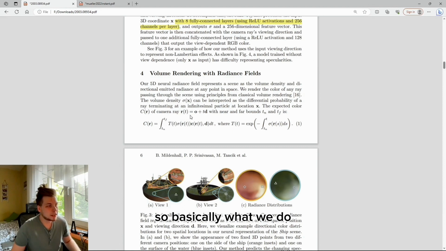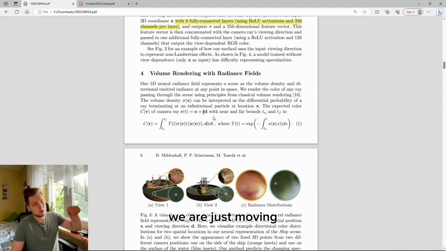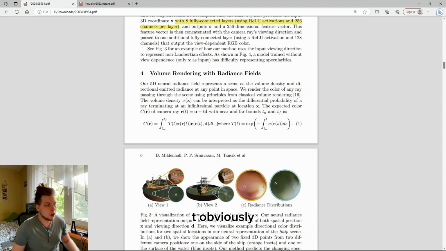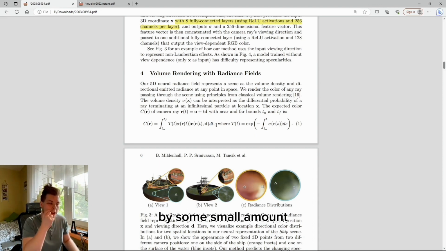So basically, we have this origin point, where our camera is casting the rays from, and we have this d vector that we already discussed, this unit vector with the direction of the camera rays. We are returning this r of t, which is the position at which we are sampling the point, and we see that with time we are moving with this unit vector from the origin point in whatever direction the camera is pointing, and we sample these different points at different times t. Obviously t is small, right? So we are changing this by some small amount to find the points along the ray for which we're going to calculate the value.